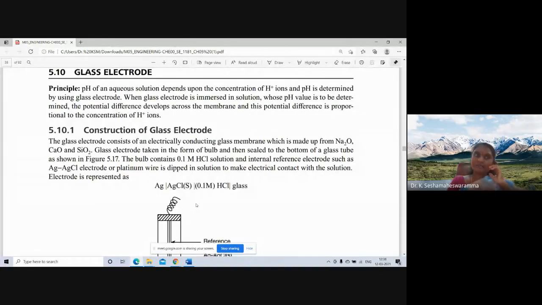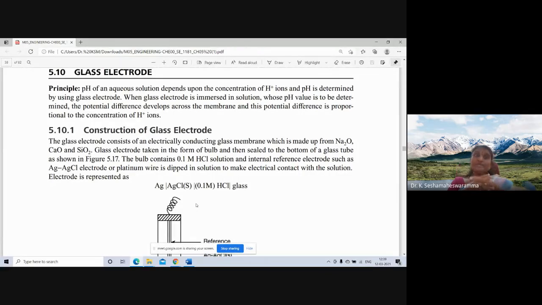pH is determined by using a glass electrode. In any case, the pH of any aqueous solution depends upon the concentration of H plus ions. pH is the negative logarithm of H plus.